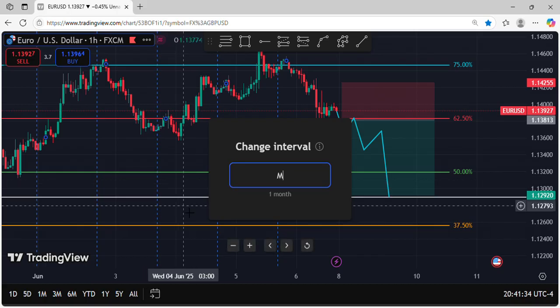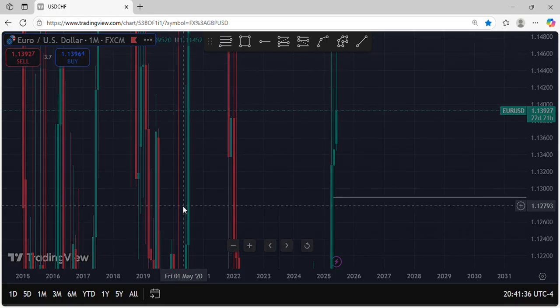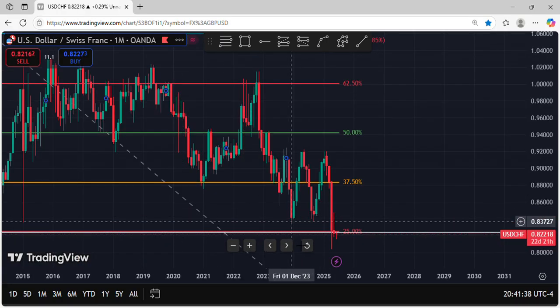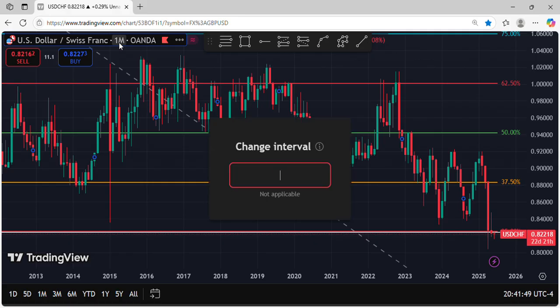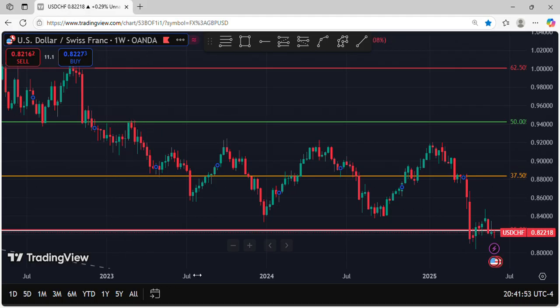Okay, so now we just move on to the next pair. Let me just change the time frame and then we can go on. So the next one is USD CHF. With USD CHF, we are going to start on the weekly chart.